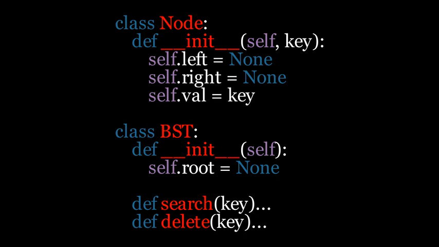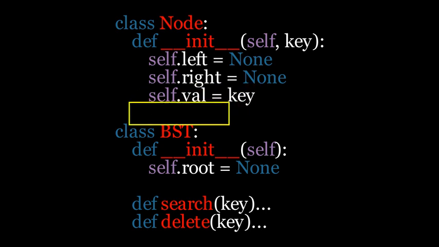To implement this tree, we'll start by creating a node class. In the constructor, we'll take the key as an input parameter. Then we'll initialize 3 members. Left, this will point to the left child node of the current node, initially set to None. Right, this will point to the right child node of the current node, also initially set to None. Val, this member will store the value of the node, which is assigned to the key provided during the node's creation.